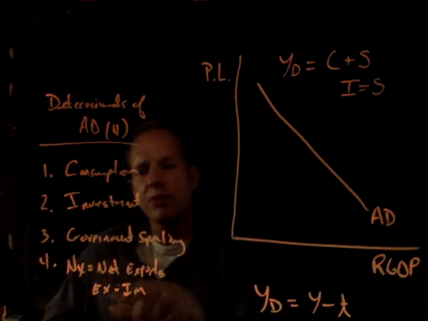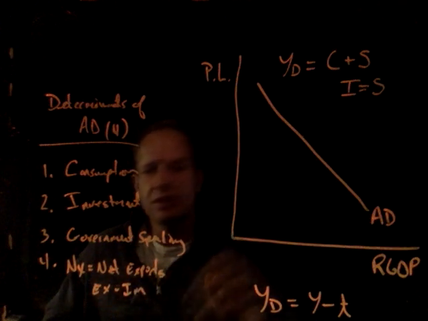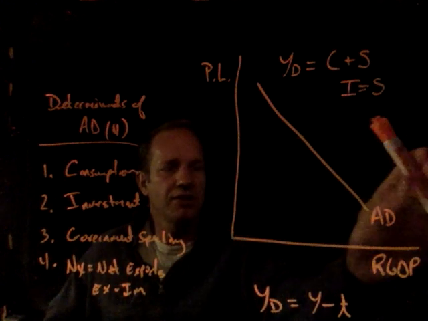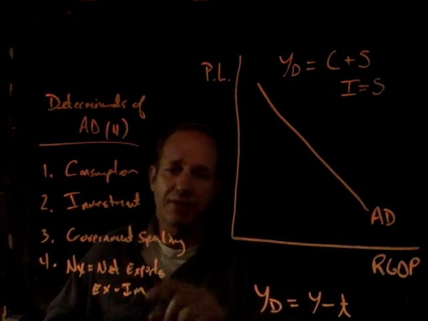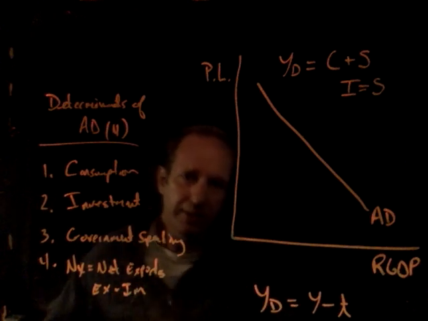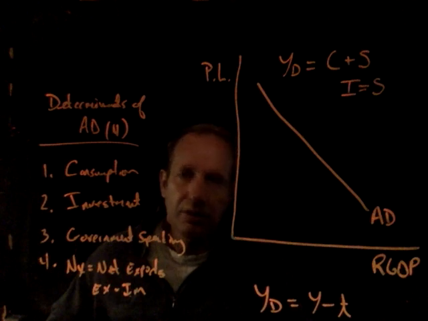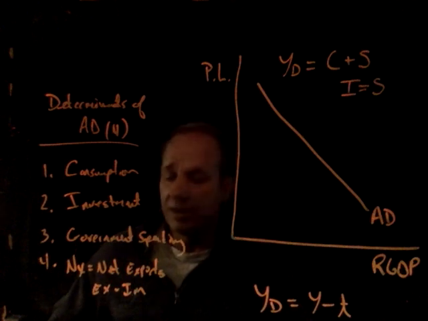Net exports. When exports rise and imports are the same, that's an increase in aggregate demand. If exports stay the same and imports rise, that's a decrease in aggregate demand because of that minus symbol right there. So those are our determinants of aggregate demand.